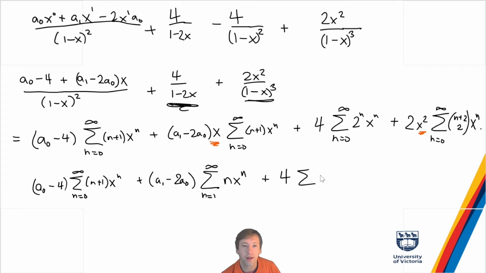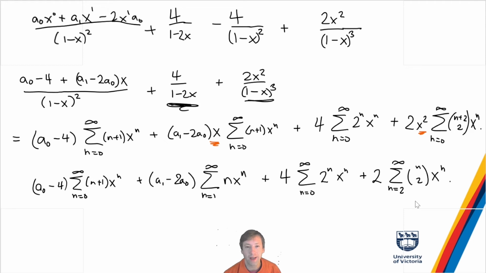This one I'm not going to change. I've now got this one, which I should change. So 2 sum from n equals. You can think of it as 0 to infinity of this thing with x to the n plus 2. But you can also just think of that as summing from 2 to infinity, n choose 2, x to the n. So now I've got everything in terms of x to the n.